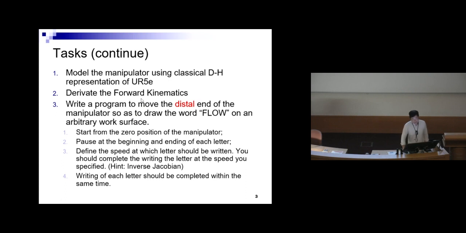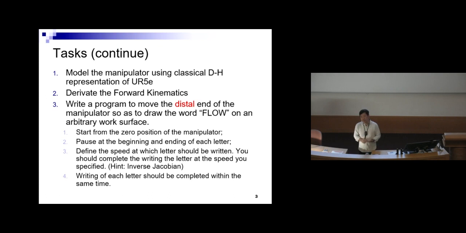You should derive the forward kinematics, meaning that given the joint input, you determine the final end effector position. We'll talk about the forward kinematics later in this class. So you have to do part 1 and part 2. After that, you should write a program to move the distal, meaning the far end of the robot.